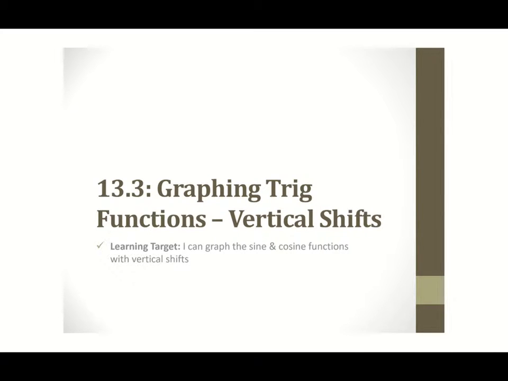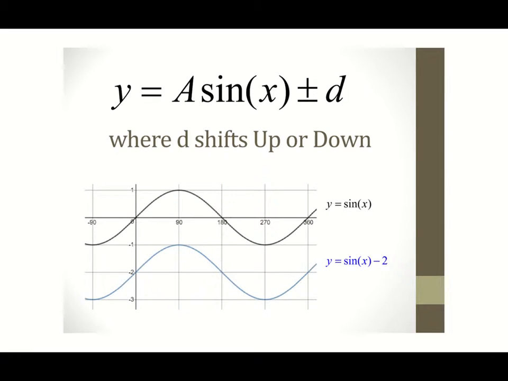So we are moving right along to 13.3, graphing trig functions. Now that we've done amplitude, we're going to add another transformation, and we're going to be looking at vertical shifts. All right, so vertical shifts is moving up or down.